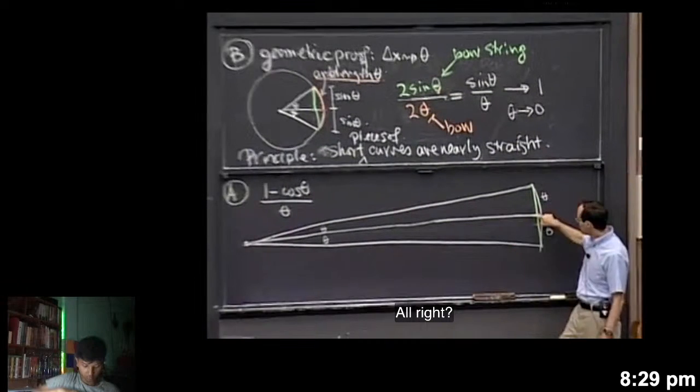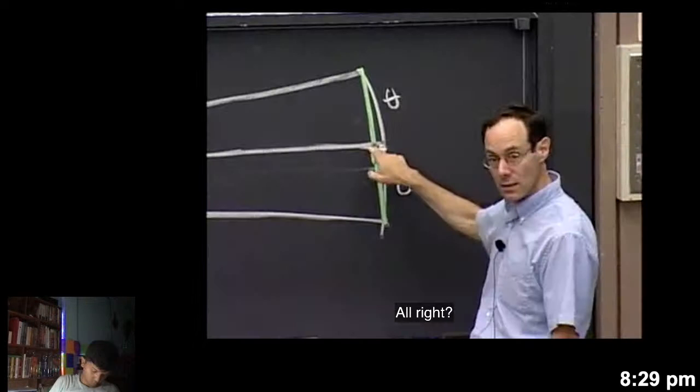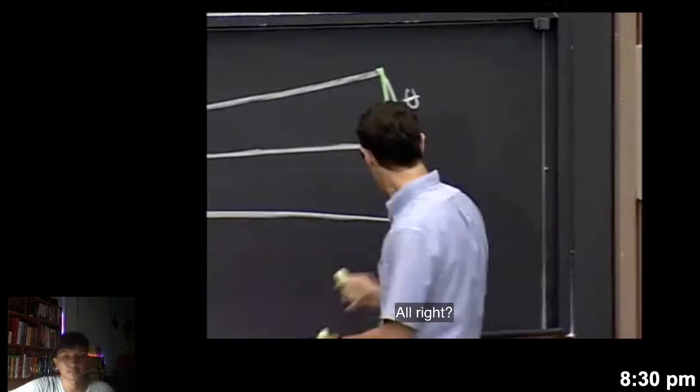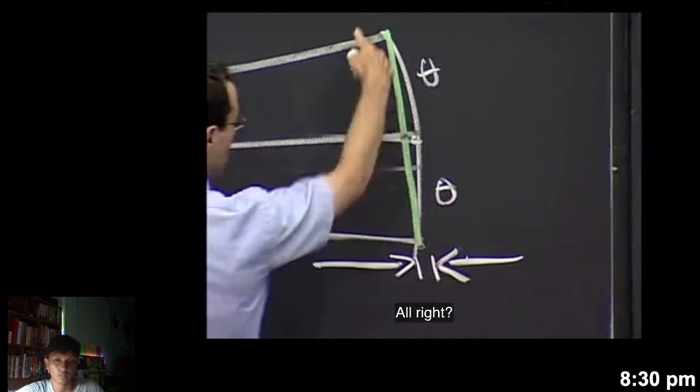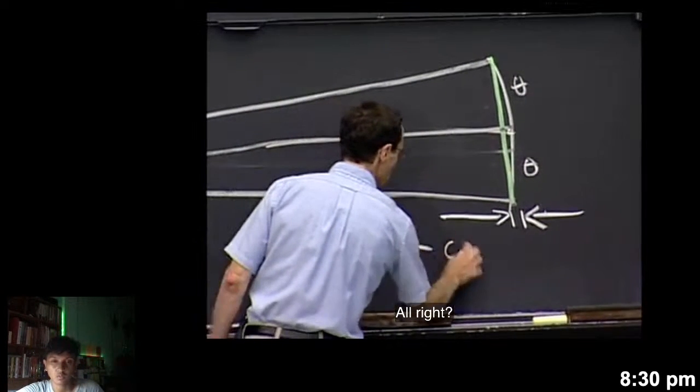So this little tiny segment here, which is basically the gap between the curve and the vertical segment. So the gap is equal to 1 minus cosine theta.